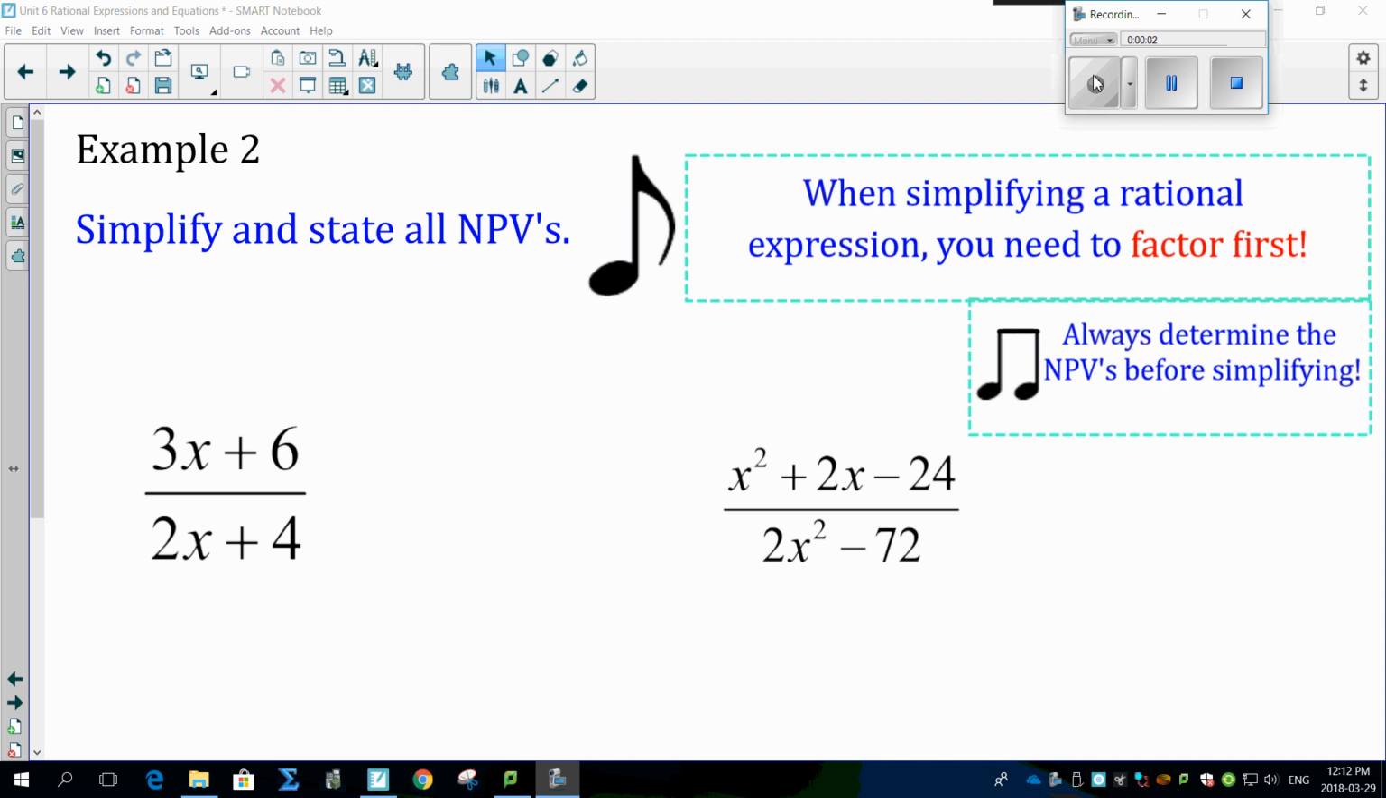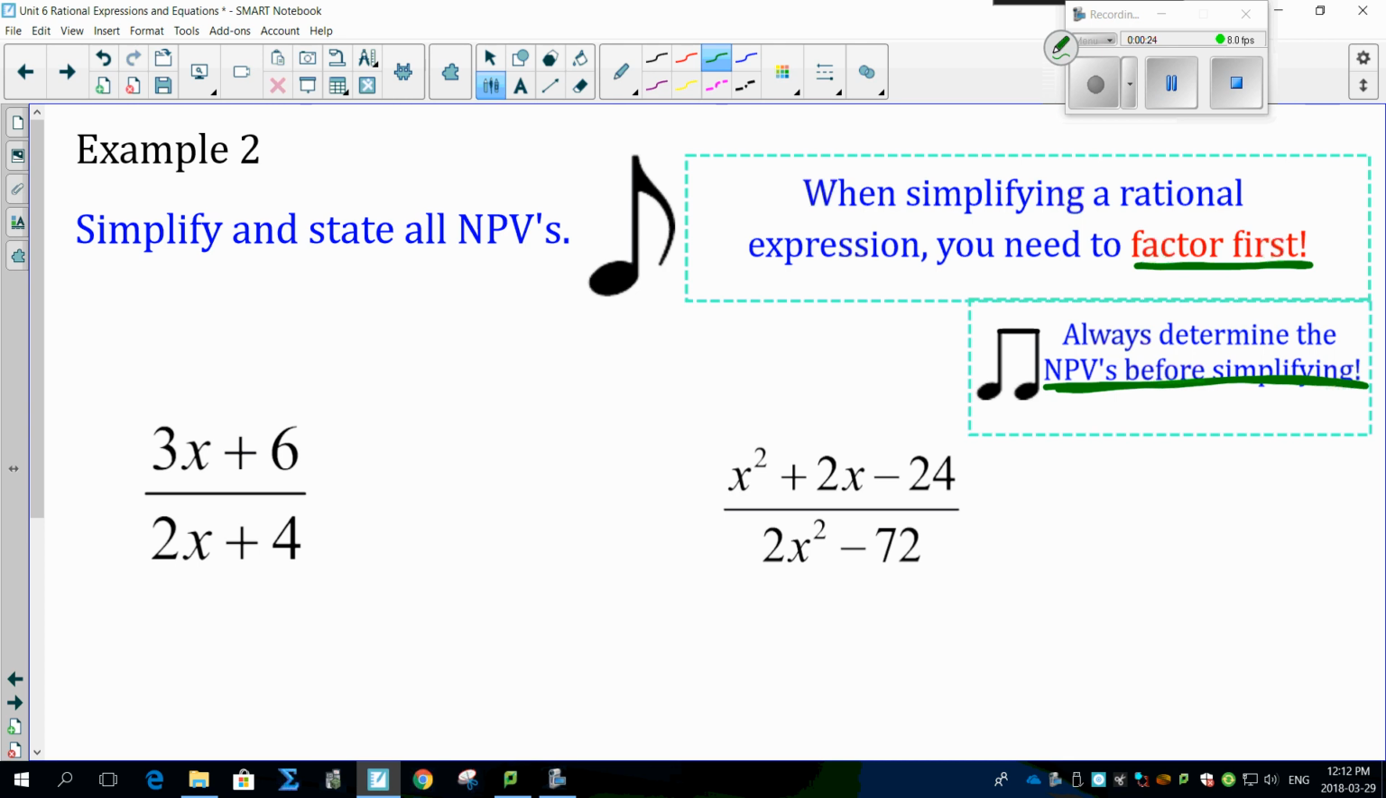NPVs is one thing. Rational expressions is another. There's so many things that you gotta keep in the back of your mind when you're doing this. It's so important. That's what makes this complicated. Nothing else makes it more complicated than actually having to remember a few things. Number one, factor everything first. Then NPV before you simplify.